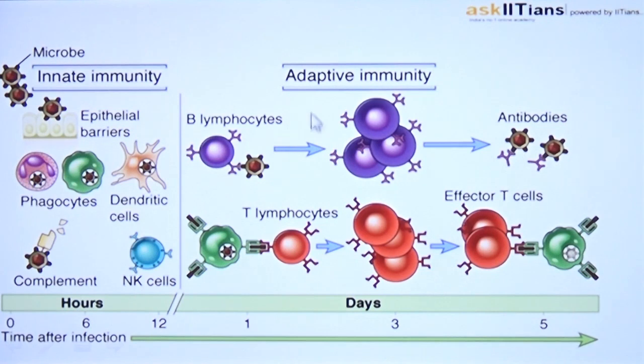In case of adaptive immunity, it takes days, more than 12 hours up to days. You can see B lymphocytes and T lymphocytes. Both have different mechanisms of killing the antigens. We will discuss them in our next slide.